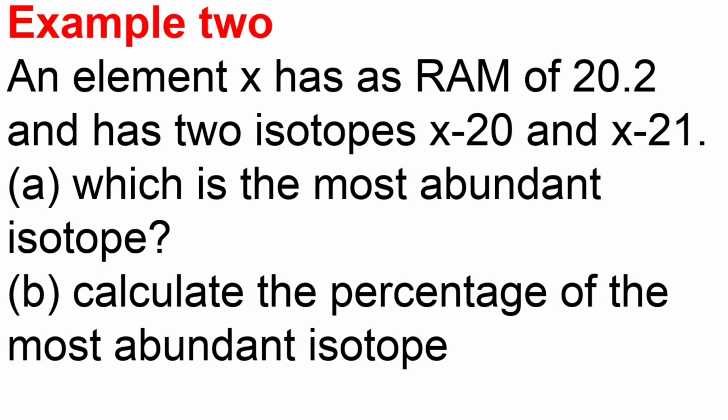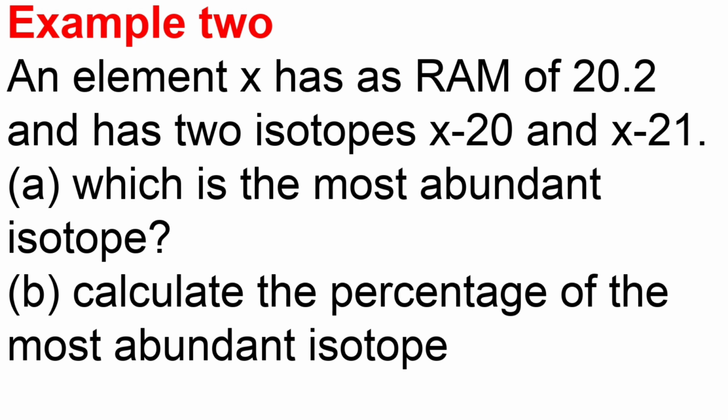Example 2. An element X has an RAM of 20.2 and has two isotopes, X20 and X21. Which is the most abundant isotope? Now that one we can answer by looking at which of the two values is closer to 20.2, between 20 and 21. You realize that it is 20. 20 is closer to 20.2 than 21. Therefore, the most abundant isotope is usually the one closer to the RAM, so it is X20.